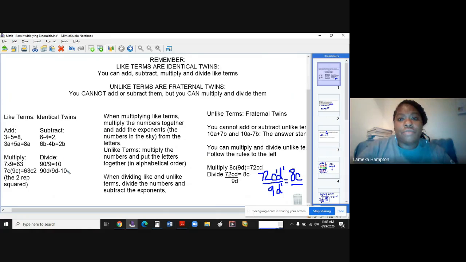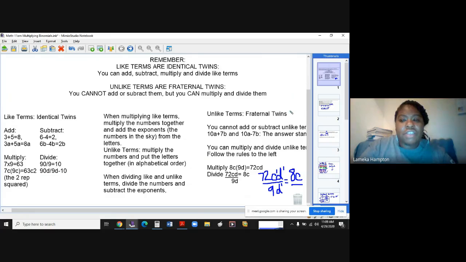Dividing like terms, you're going to do the same thing, but the opposite. You're going to divide the numbers and subtract the exponents, okay? So my example here was 90 divided by 9. We know that equals 10. That's no issue, no biggie. Again, when they added letters to this thing, it just got ridiculous. So we have 90D divided by 9D.